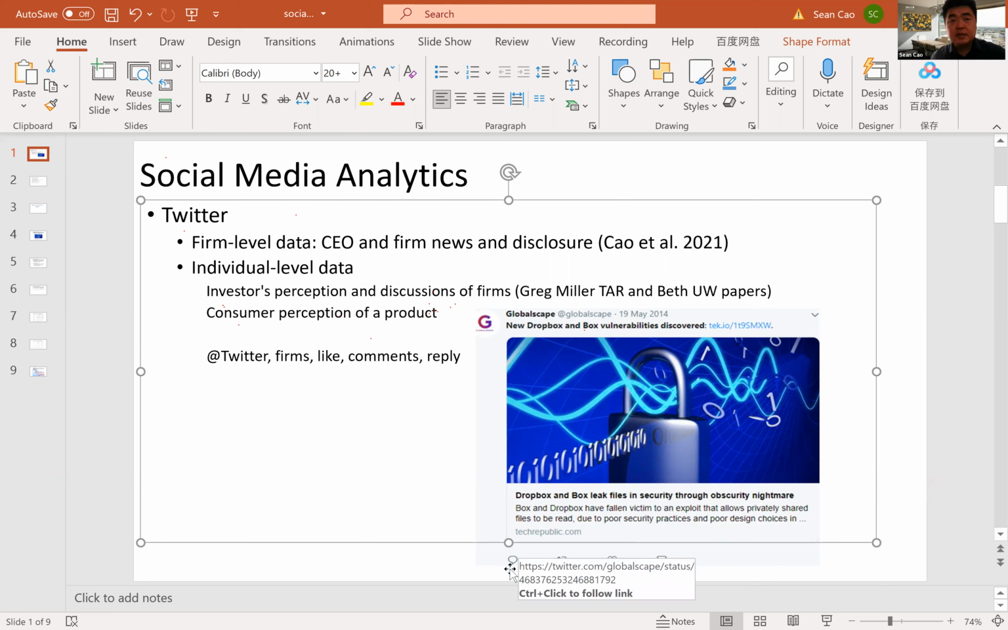Here, this is a comment, this is a reply, this is a forward. You can also calculate how many people like this tweet. You can also calculate how many people comment on these tweets, and you can get the contents of the comments. You can also see how many people reply to the tweets, and how many people forward the tweets to their friends.